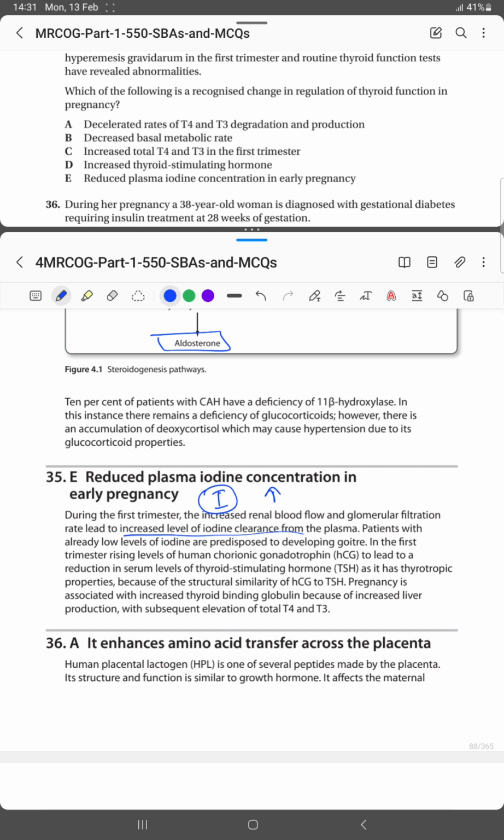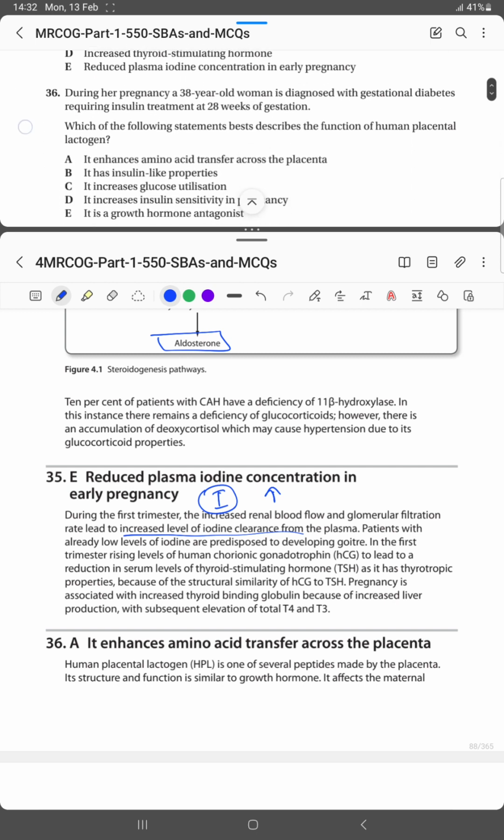In the first trimester, the rising levels of human chorionic gonadotropin lead to reductions in the serum levels of thyroid stimulating hormone, as it has thyrotrophic properties. Because of the structural similarity between HCG and TSH, pregnancy is associated with increased thyroid binding globulin because of increased liver production, with subsequent elevated levels of T4 and T3. So option E will be correct. There is reduced plasma iodine concentration in early pregnancy.